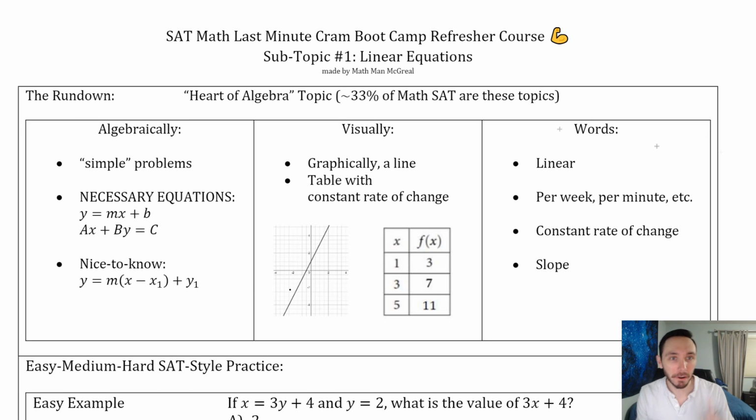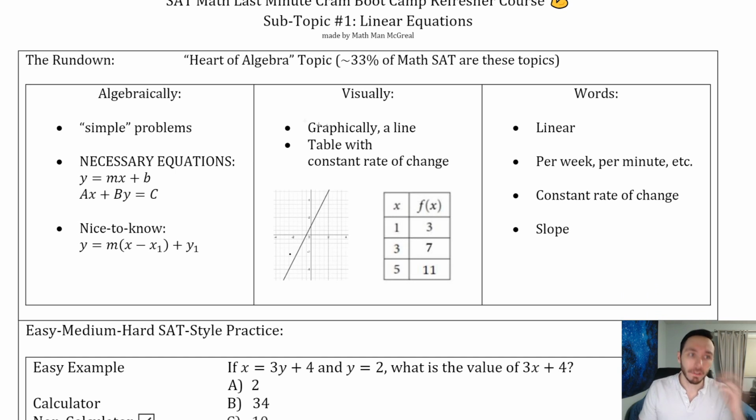Let's get to it. Heart of Algebra, our first subtopic, linear equations. So here's a little rundown. These are the simple ones. Actually, a lot, believe it or not, a third of your math SAT is primarily like 8th grade and 9th grade topics. So you'll find your simpler, just solving linear equation topics here.